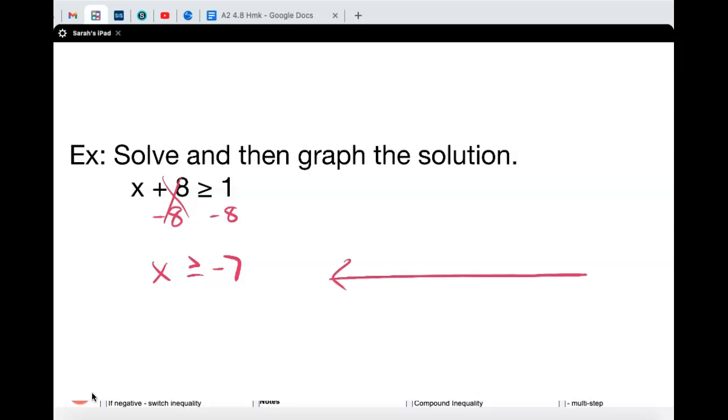And now we want to graph it. So negative 7 is 2, 4, 5, 6, 7. At negative 7, do we have a circle or a dot? A dot because it's equal to, so I want to include it. And then am I shading to the left side of negative 7 or the right side? Right, it says greater than, so I want larger values than negative 7. And those occur on the right side of the line.